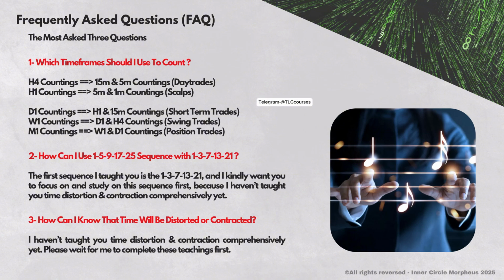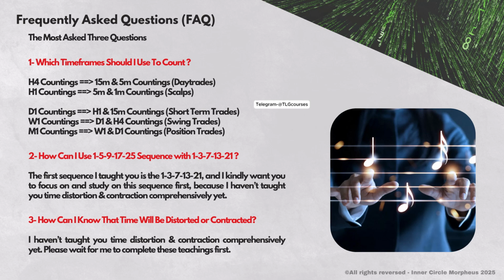When it comes to higher time frames, we count days, weeks, and months, Neo. Count days to frame short-term trade setups followed by 1-hour and 15-minute candles. Count weeks to frame swing trade setups followed by daily and 4-hour candles for the entries. Count months to frame position trade setups followed by weekly and daily candles for the entries.